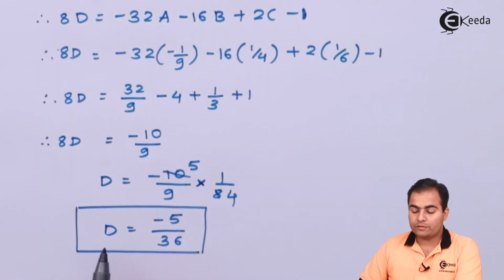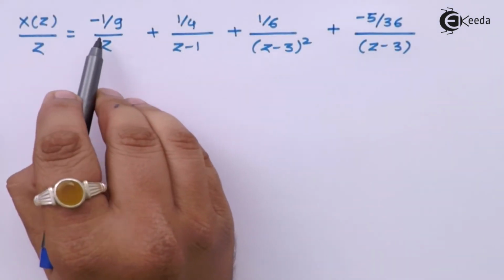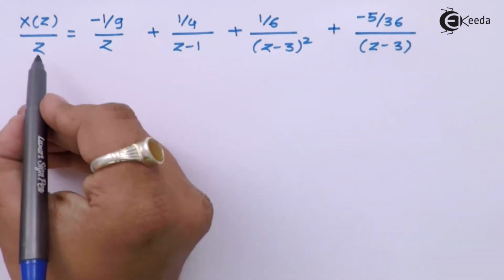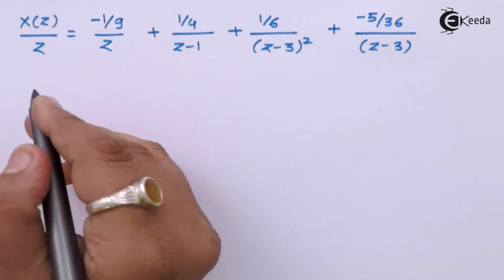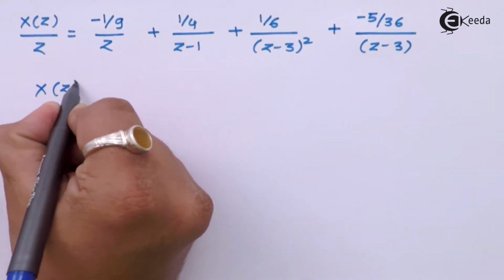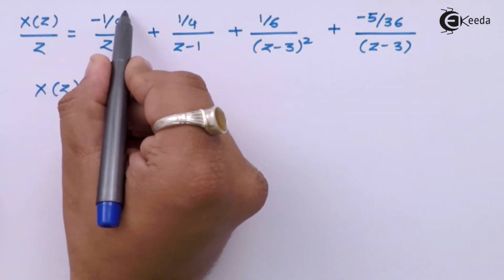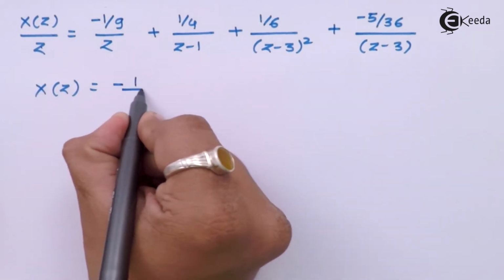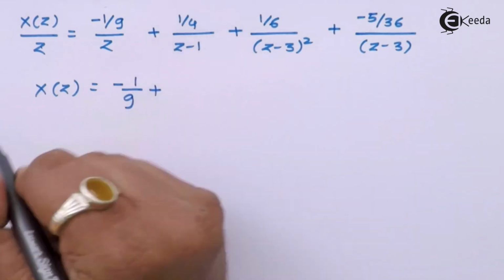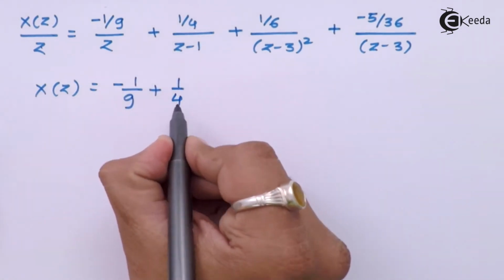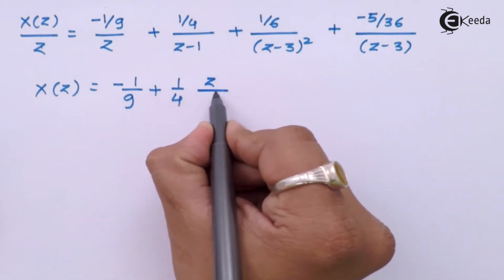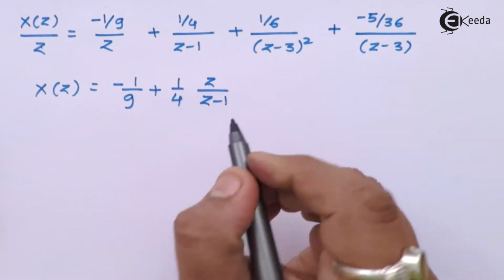Now we'll substitute values of a, b, c, d in my equation number 1. Now look at here, I have already substituted the values of a, b, c, d in my equation number 1. Now just multiply z on the right hand side. So if we multiply this z with the first part, then z cancels, we have only minus 1 by 9. Now I'll take this 1 by 4 constant outside. So what we have after multiplying z with the rest of the part, we will get z upon z minus 1.